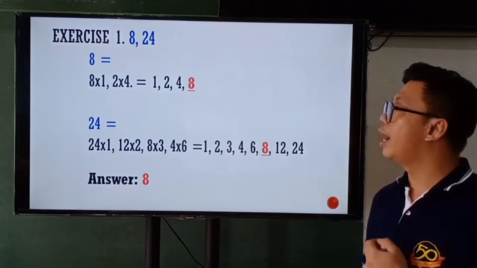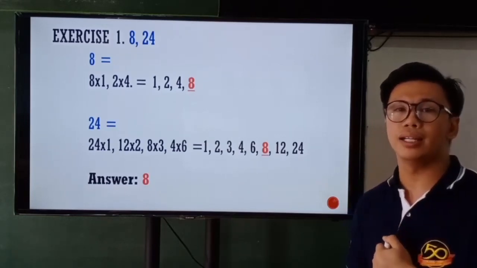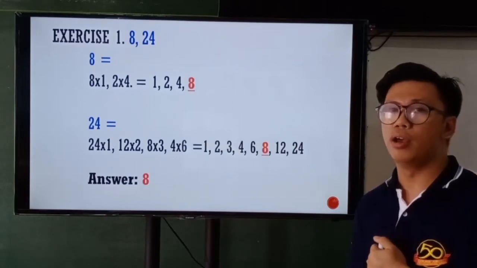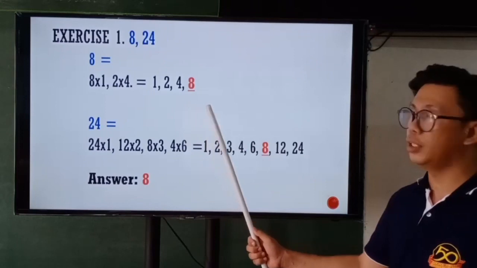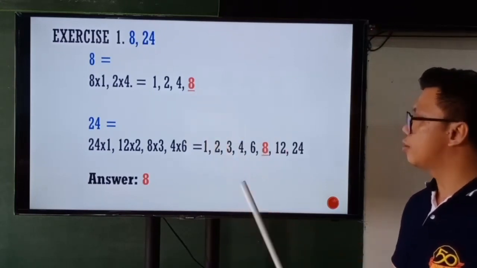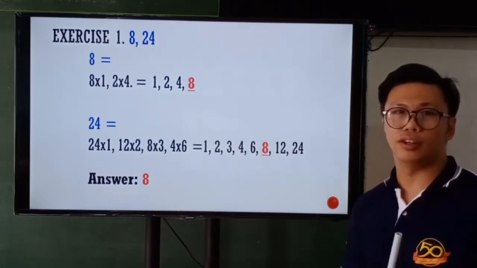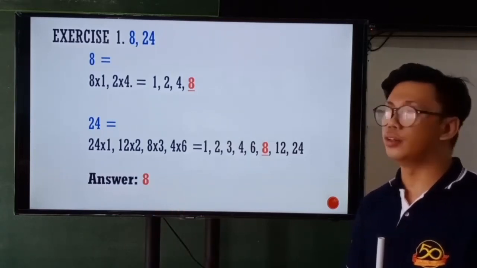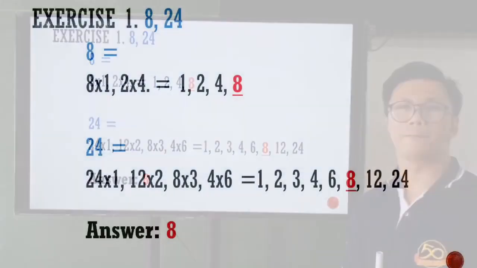Now, we will find the highest common factor, or we call it the highest, largest common factor or common number. So what is the largest common numbers here? Very good. It's 8. So therefore, our answer is 8. Did you get the correct answer? Very good. Now, let's try exercise number 2.